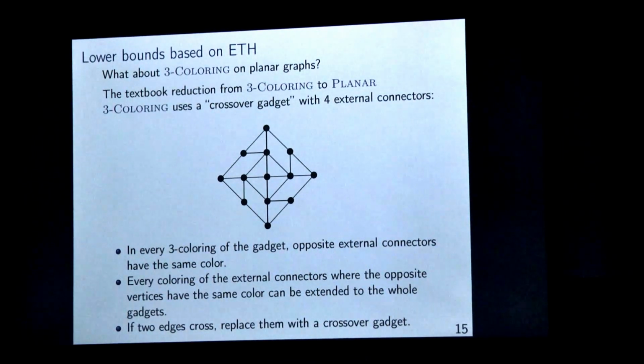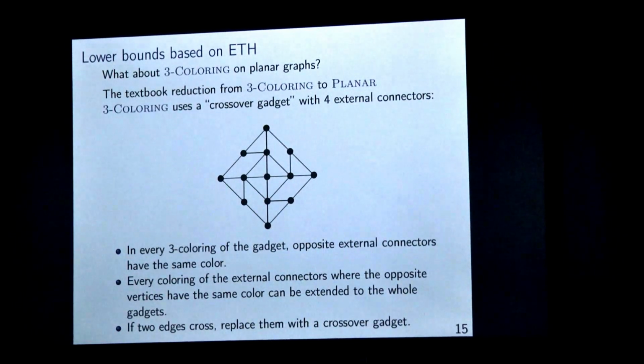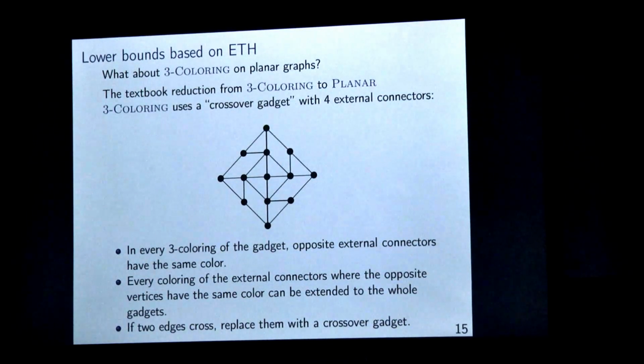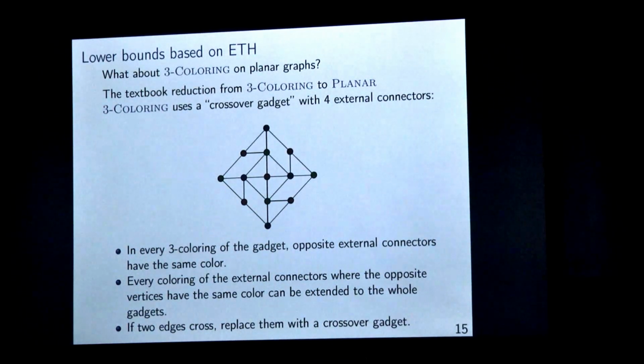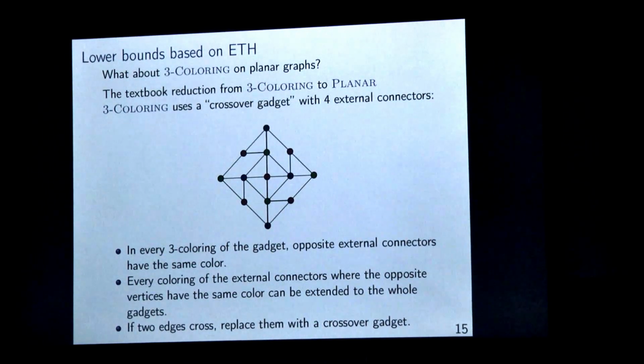How? The textbook reduction from 3-coloring to planar 3-coloring, if you know your textbook NP-hardness reduction, I'm not using more than that. Basically you will encounter this crossing gadget. What is the property of this crossing? In every 3-coloring of the gadget, opposite external connectors, these are like 4 connectors, have the same colors. So if this gets green, this should get green, and if this is red, then that should get red. And you can prove that if the opposite connectors get the same color, then you can always extend inside to a 3-coloring.